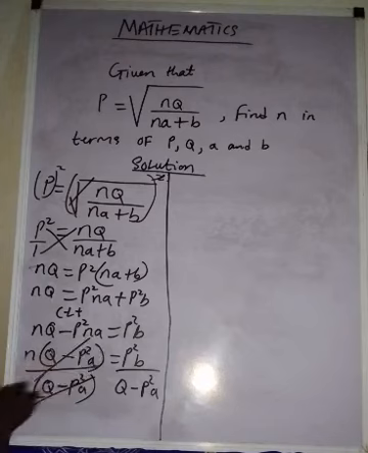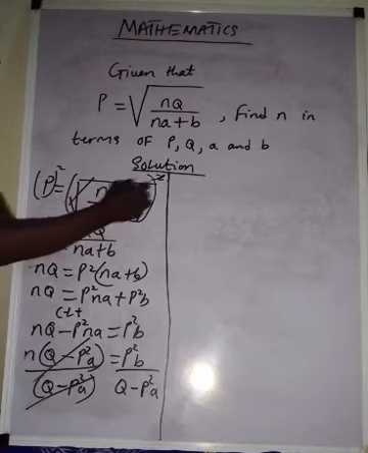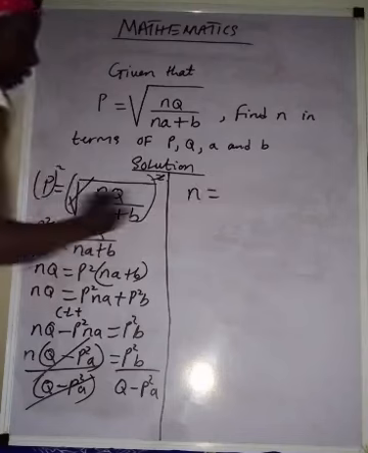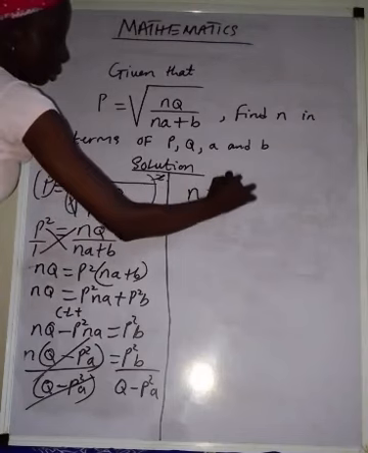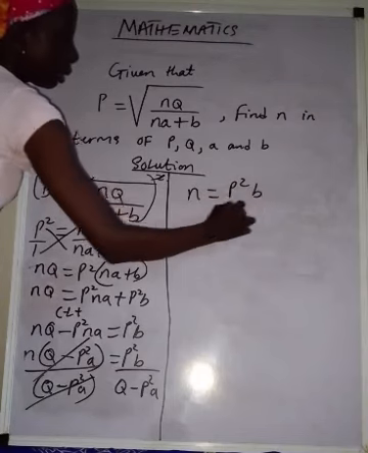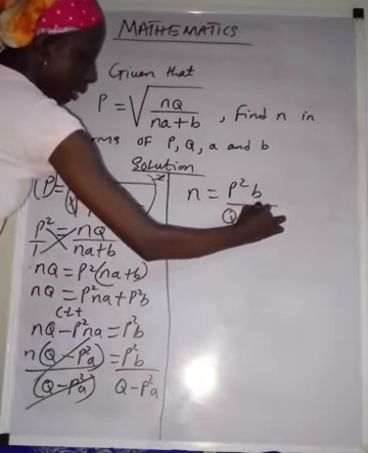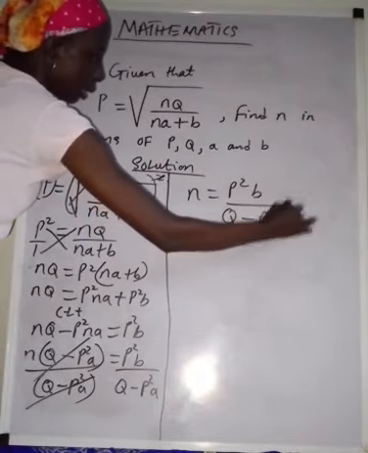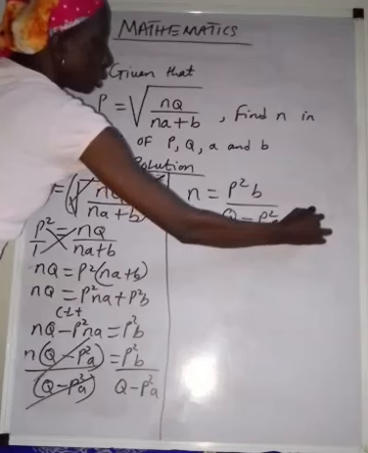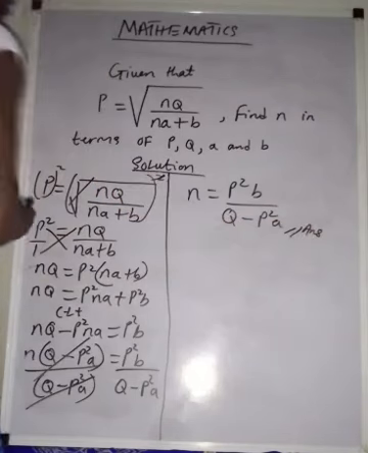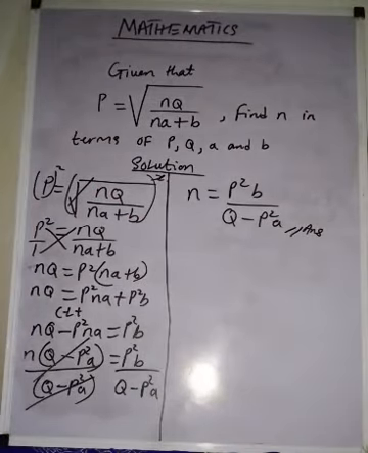So this will cancel this. It means our N is equal to this. Then our N is equal to P square B over Q minus P square A. So this is our answer. That's the answer to the question.